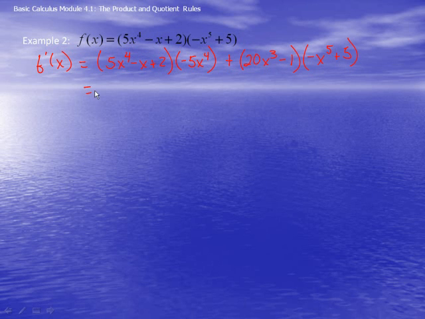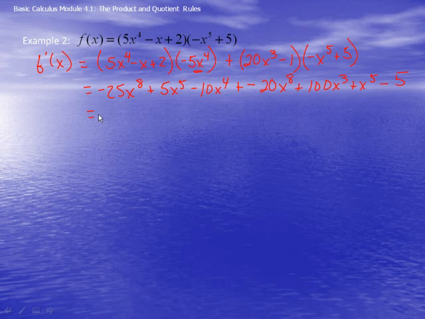In our second step, we're going to distribute this, so that would be negative 25x to the 8th plus 5x to the 5th minus 10x to the 4th plus, and now we're going to do FOIL on this one, so that would be 20 times negative, so it would be negative 20x to the 8th plus 100x cubed plus x to the 5th minus 5.